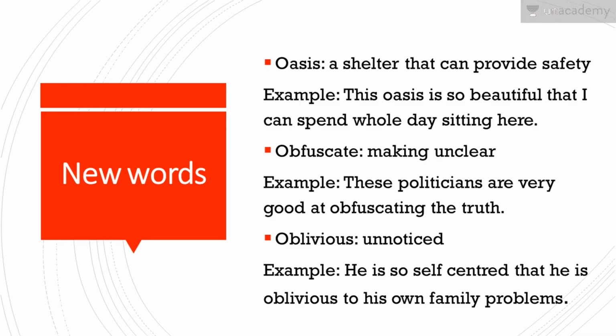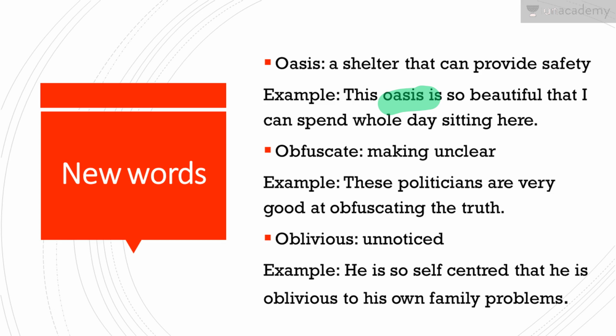Now, the first word that we have is oasis, which means a shelter that can provide safety. Example, this oasis is so beautiful that I can spend whole day sitting here. It means this shelter or this place of living is so beautiful that I can spend whole day sitting here.